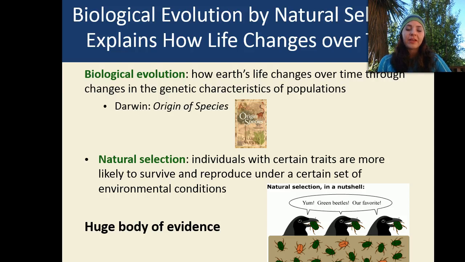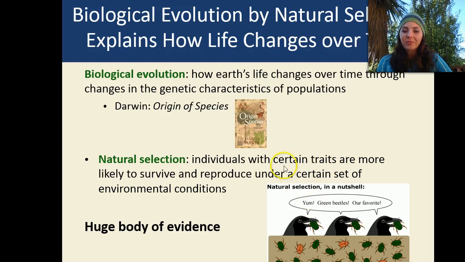Natural selection is when individuals with certain traits are more likely to survive and reproduce under a set of environmental conditions. So you should have heard the term survival of the fittest, meaning the fittest individual is the one who's going to be most adapted to that environment and be able to reproduce and produce viable offspring.